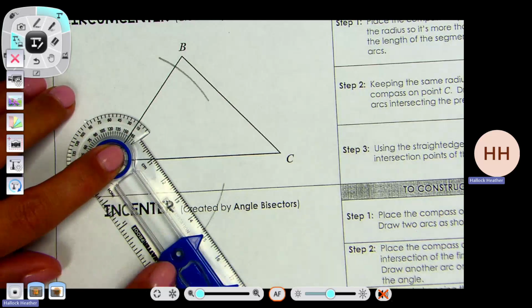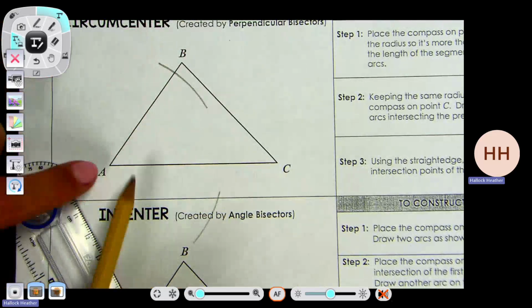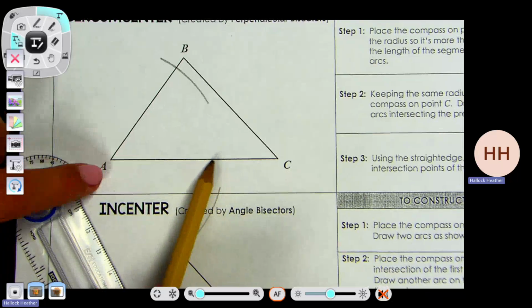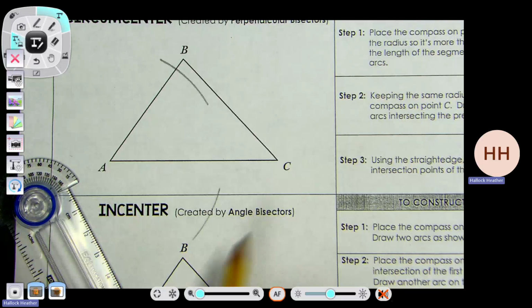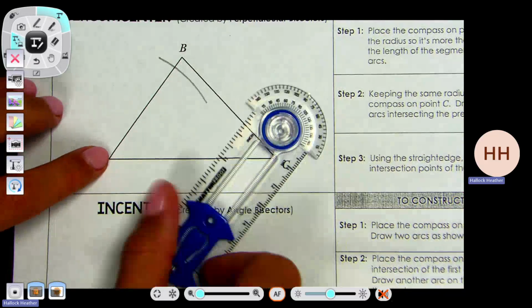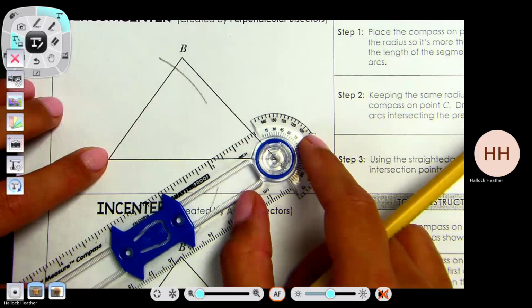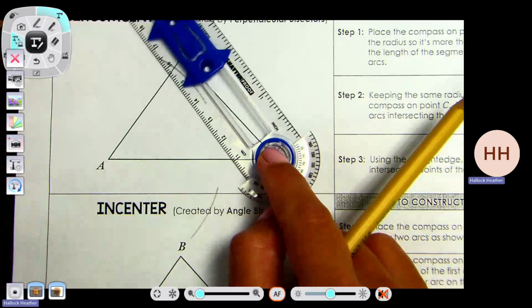So we're going to do the same thing. We're not going to move the slider at all. So right now you should have these 2 arcs. We're going to use the same measurement, and we're going to move it to C and make the same half a circle on the other side, because we're using AC right now. So I'm going to go to C. Put your finger on C. I'm not moving the slider at all.